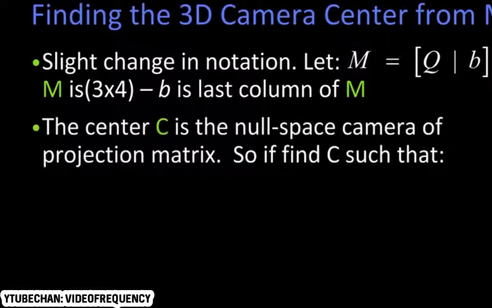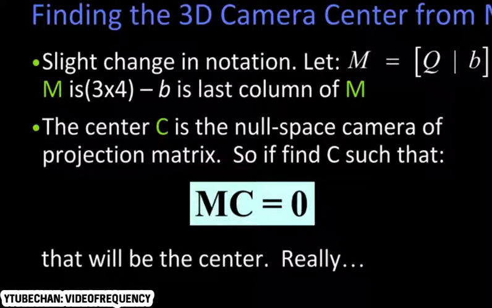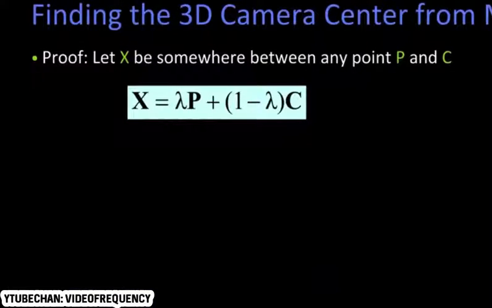I'm going to claim that the center, C, which is a point, which I'm going to represent as a vector, is in the null space of the projection matrix. And what that means is that if you multiply M times C, it equals 0. And if you found such a C, that would be the camera center. And you should just trust me. Okay, maybe you don't trust me. Let me show you why that's true. It's really pretty simple, except drawing it is painful.